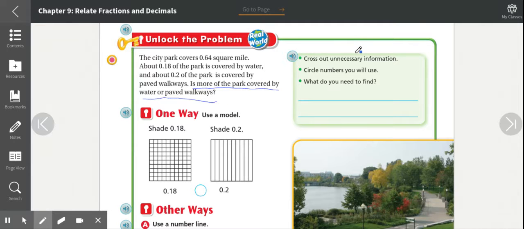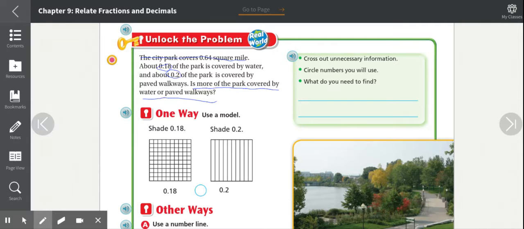Now, we have information here that we don't need. Do we need to know how much of the whole park there is? No. So I'm going to cross that out. We don't really need to know that the park covers 64 square miles. That's just some extra information. We do need to know what's covered by water, which is 18 hundredths. And we do need to know that 2/10 is covered by the paved walkways.